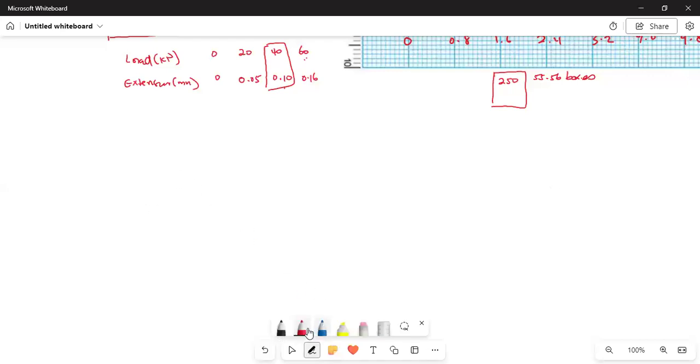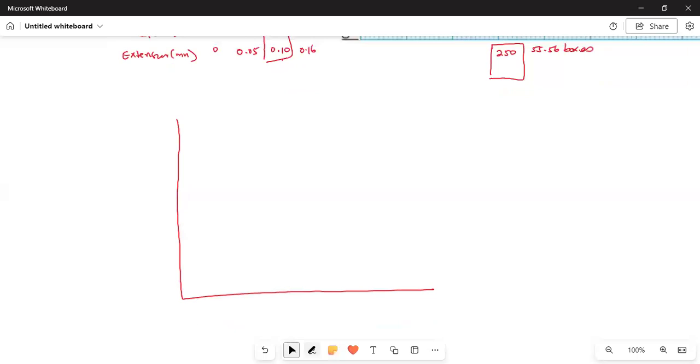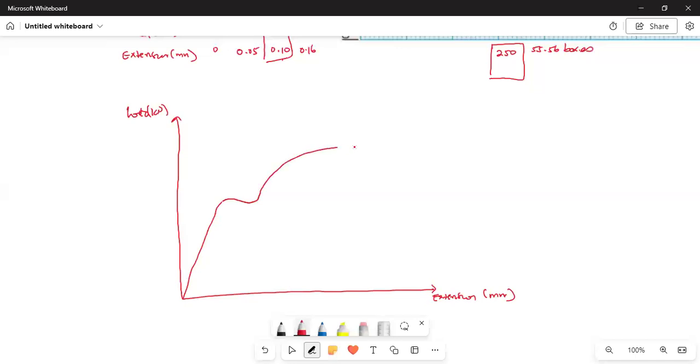Okay, so let me just use these few minutes to address this matter. This is essentially the graph we are plotting: load in kN against extension in mm. Please pay attention because I have just 5 minutes to do this. The start of the graph will be a straight line like this, and then it's going to go like this, and like this. And this is a fracture.